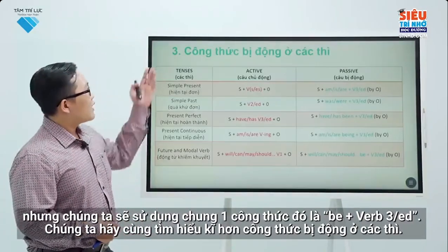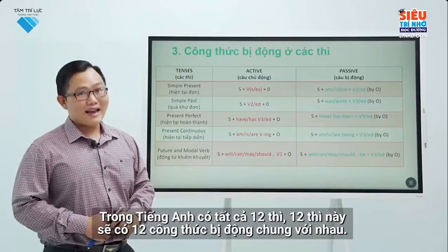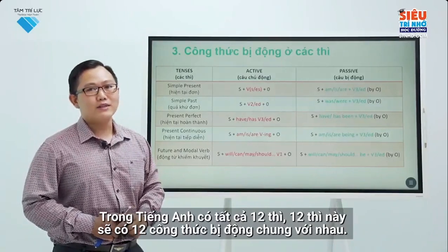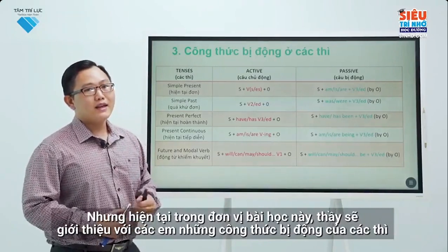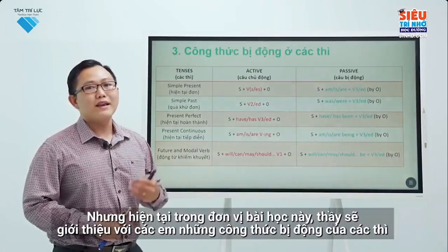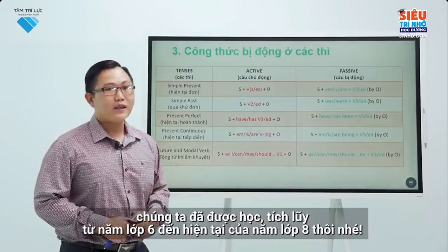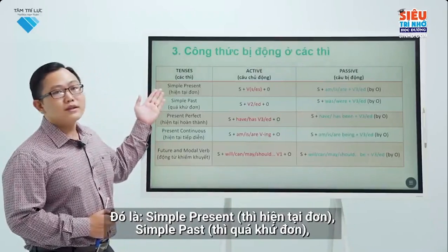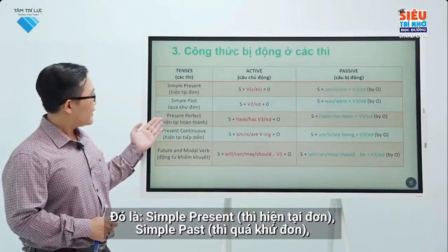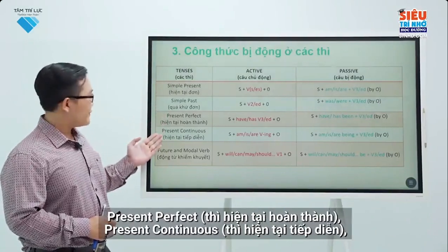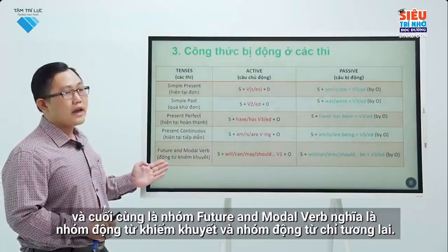Let's take a closer look at the passive formula in some tenses. In English, there are 12 tenses. These 12 tenses have 12 passive formulas together. But in this lesson, I will tell you the passive formulas of the tenses we have learned from grade 6 to grade 8 only. They are simple present, simple past, present perfect, present continuous, and future and modal verb.